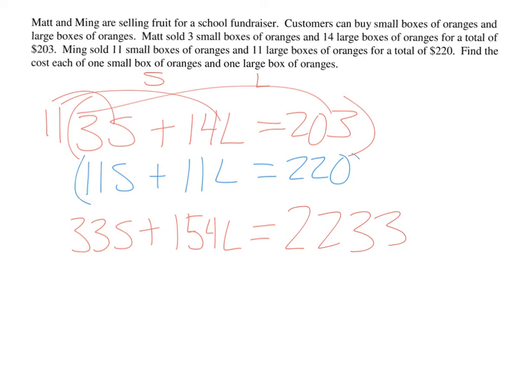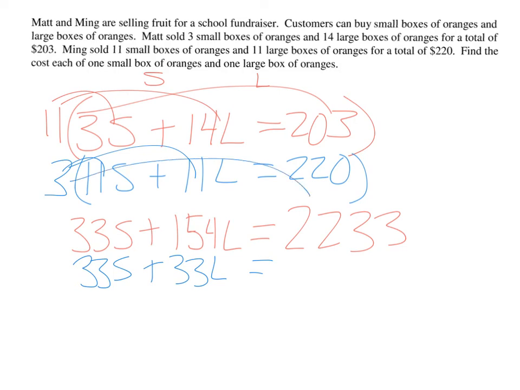And then I'm taking my second equation, and we're going to multiply the entire second equation by the coefficient of S in the first equation. So I'm multiplying by 3. 3 times 11S is going to be 33S, 3 times 11L will be 33L, and 3 times 220 is going to be 660. Now that I have the same number here, I can go ahead and eliminate. When they're the same number, we subtract to eliminate. When they're opposites, that's when we add. In this case, since they're both 33, I'm going to subtract.